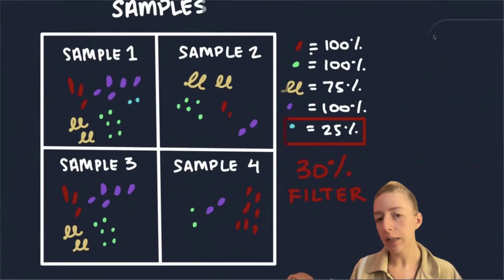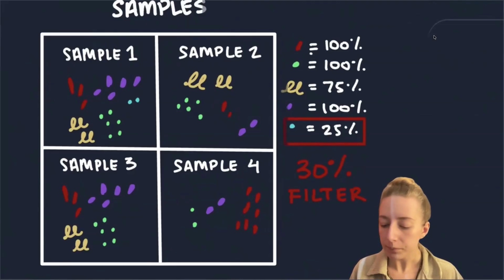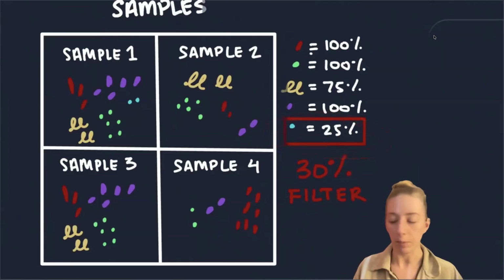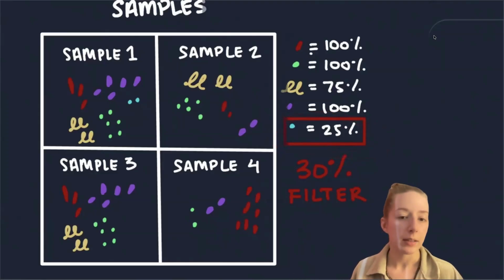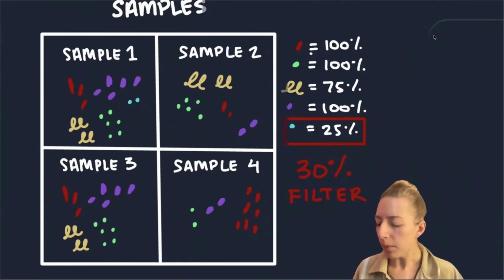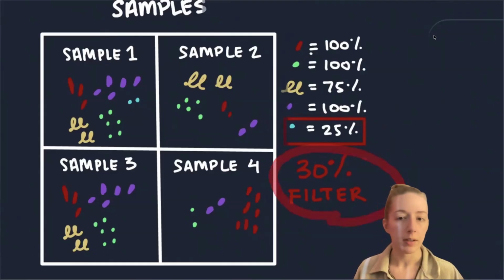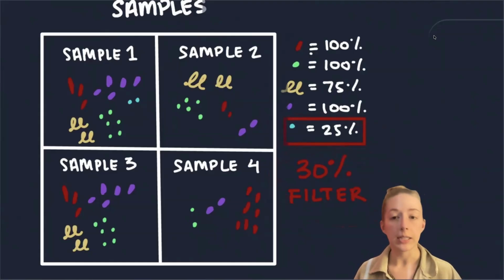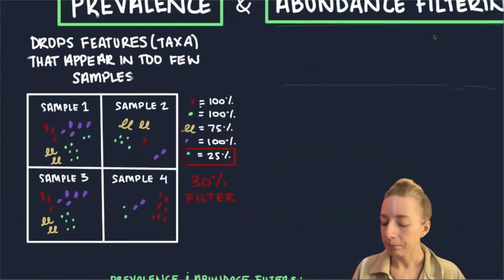But then in those curly yellow samples, we only have them in 75%, so 3 out of 4. But the blue microbes right here are only found in 1 out of 4 samples. And so that represents, let's say, this is a simplified example, but 25% prevalence. And so if we apply a 30% filter, that's going to be removed, right? Because it's not present or prevalent in at least 30% of the samples.